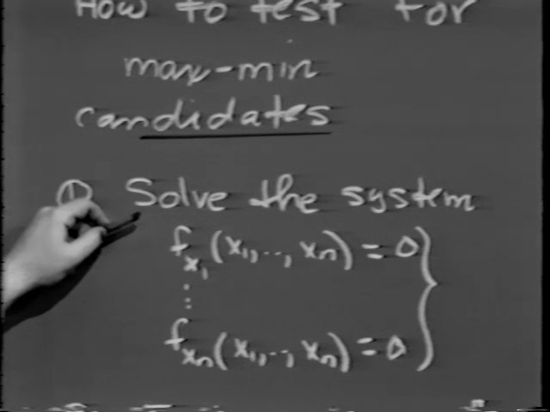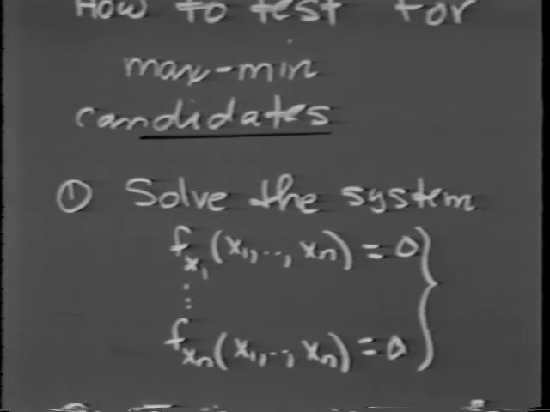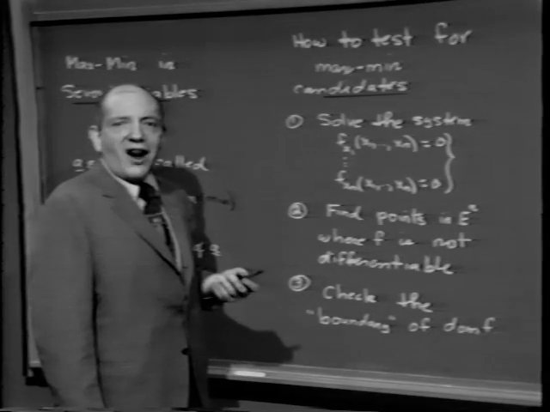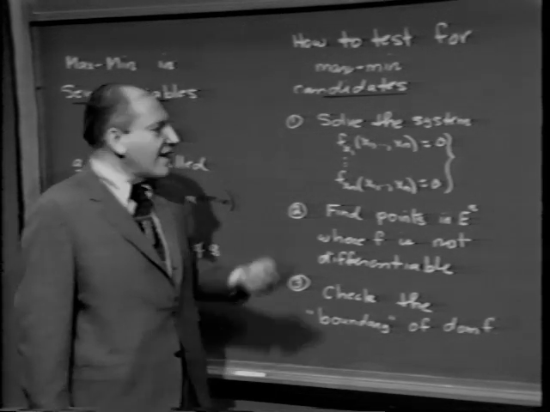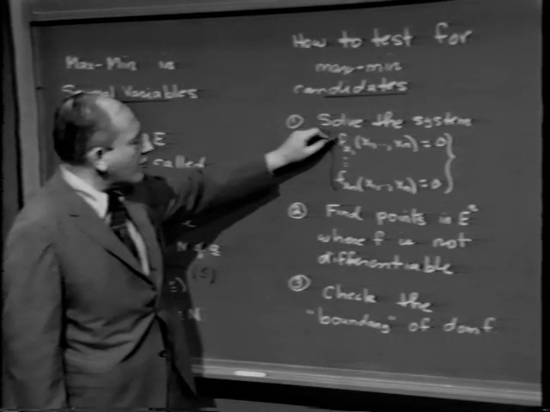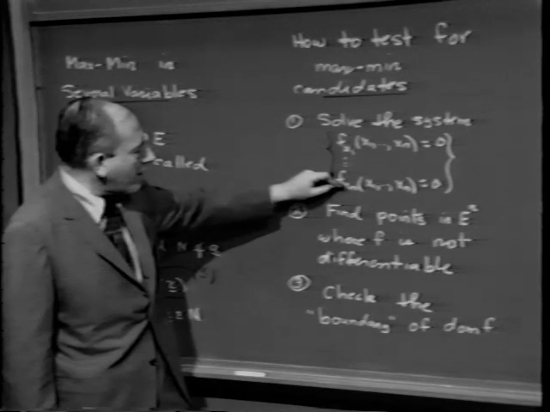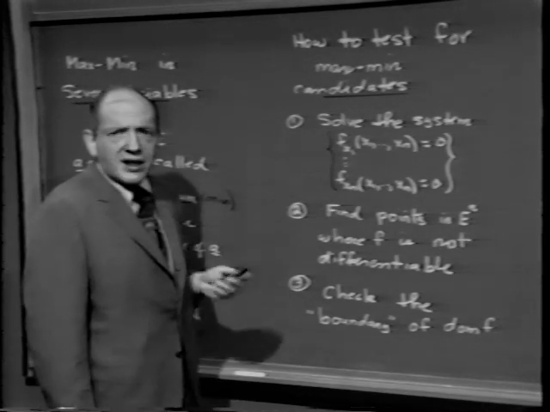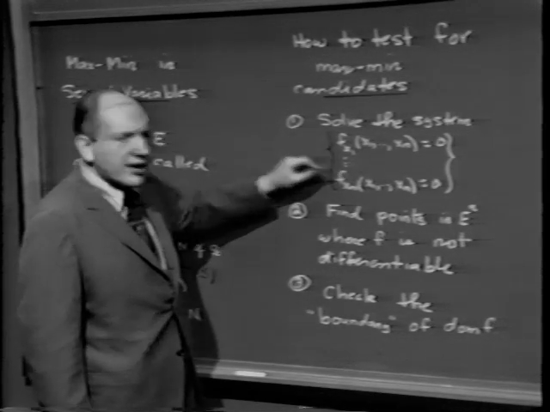In other words, to find a candidate for a max-min point, notice that right off the bat, we're back to a practical application of the study of systems of several equations in several unknowns. Namely, we must solve the system of equations, the partial of f with respect to x1 equals 0, etc., the partial of f with respect to xn equals 0, finding simultaneous solutions whenever such simultaneous solutions exist.